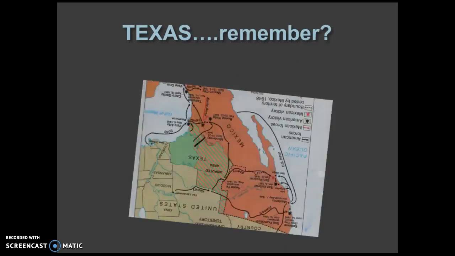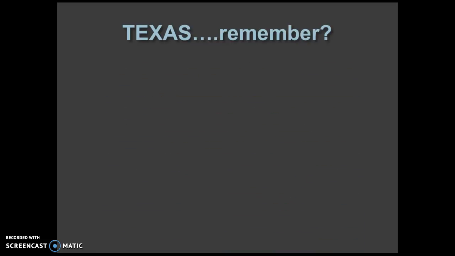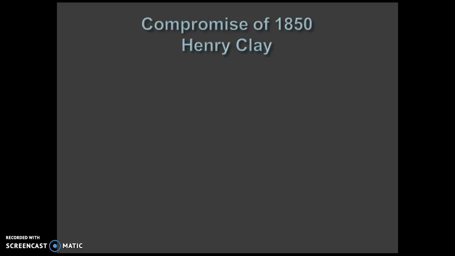So let's look at some of these areas. Remember Texas? We talked about that. Now the United States has pretty much all of this land here. California, Nevada, Utah, Arizona, New Mexico. All those areas eventually become states. Are they free? Are they slave? California wants to be a state, especially after the 1849 gold rush and people are rushing out there.